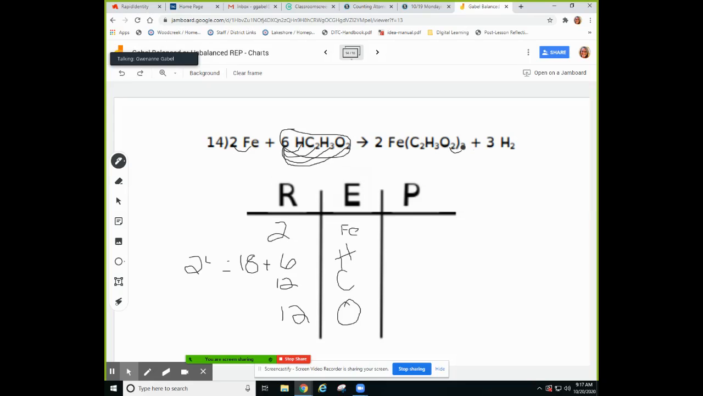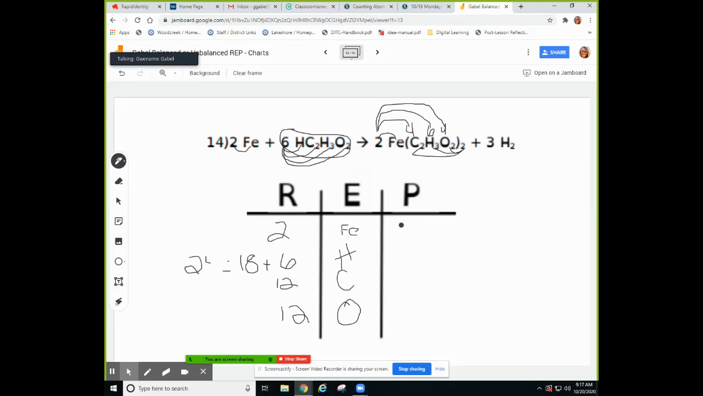So distribute your subscript to everything inside the parentheses. So there are 4 carbon atoms here. 3 times 2, there are 6 hydrogen atoms here. And then 2 times 2, there are 4 oxygen atoms here. Now that I've distributed this subscript to everything inside the parentheses, I can distribute my coefficient. So I give 2 to iron, 2 to carbon, 2 to hydrogen, and I give 2 to oxygen.